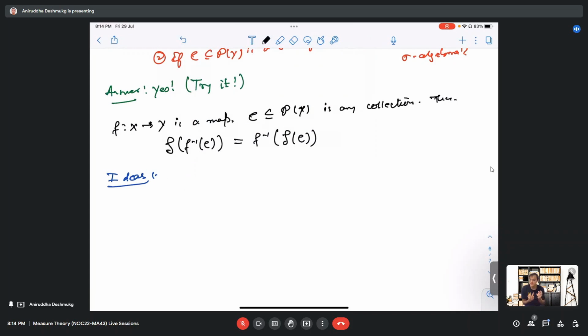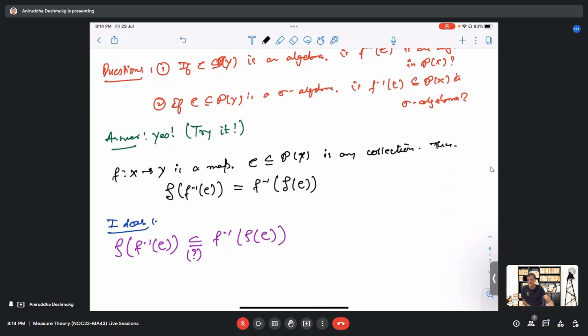So these are two sets, right? We have to prove that they are equal. So one has to be a subset of the other, and the other has to be a subset of the first one. Can we say that the sigma algebra generated by F inverse C is contained in F inverse of the sigma algebra generated by C? Is this true? Yes, sir. Since the sigma algebra generated by C is a sigma algebra, the F inverse is also a sigma algebra. So it must always contain the sigma algebra generated by F inverse of C.